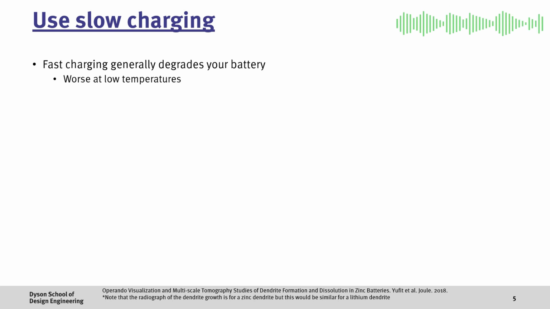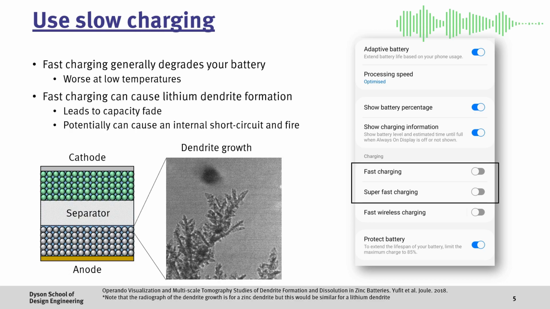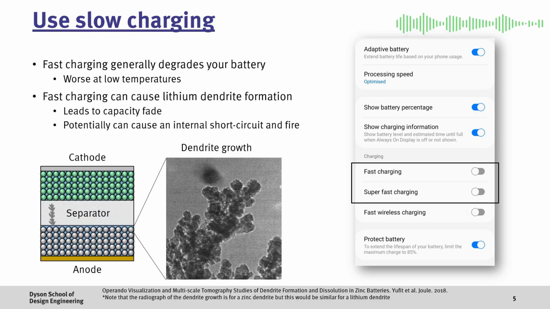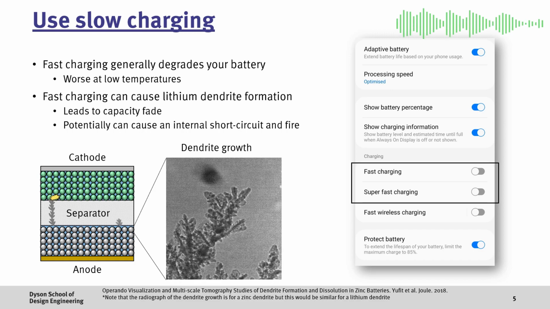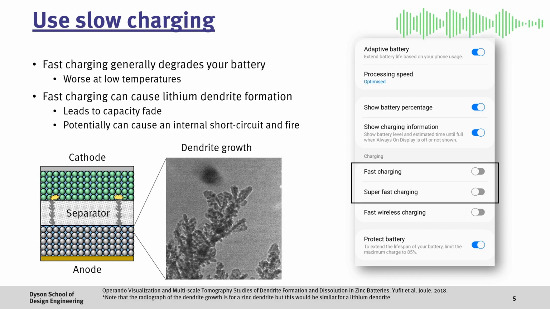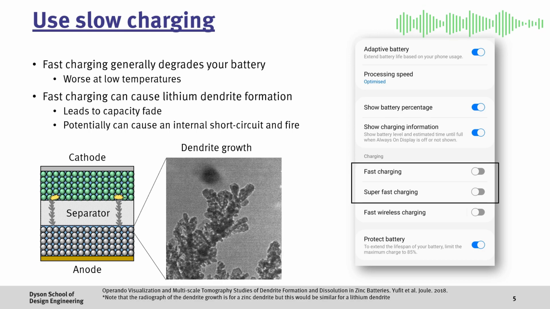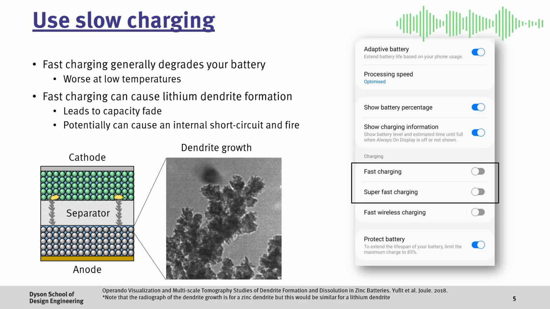Next, you should reduce the speed of charging. This is because fast charging generally degrades your battery faster, especially at lower temperatures. Again, many smartphones and electric vehicles allow you to turn fast charging on or off depending on your needs. Here, if you can avoid using it, this will extend your battery lifetime. The reason for this is that during fast charging, the surface of the graphite becomes saturated, meaning that lithium ions can't go into the anode. Instead, if we force them in, they'll form a lithium dendrite, which leads to capacity fade. If this dendrite keeps growing between the anode and cathode, this can cause an internal short circuit, leading to failure and fire.